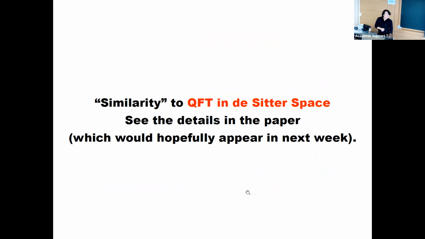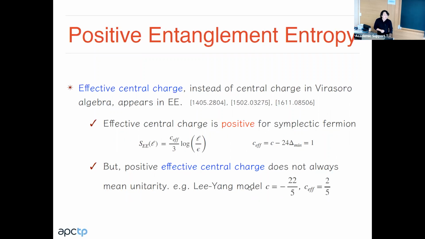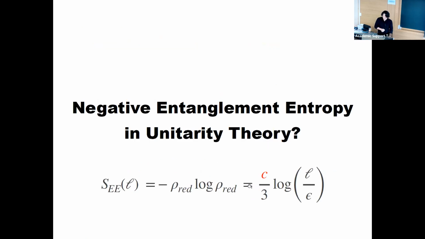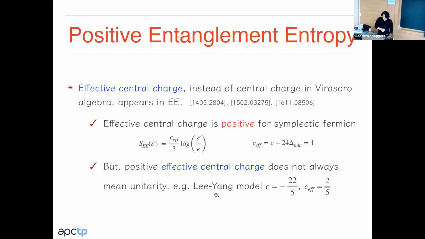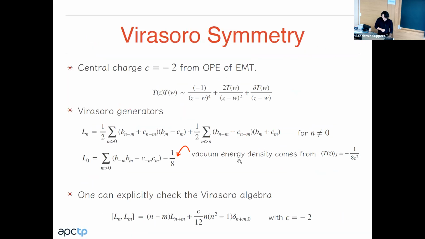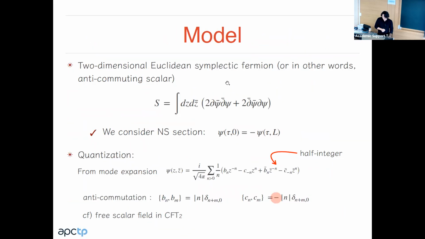So here in this... no, it's Grassmannian. Oh, so fermion. So that's the which one? Lee-Yang model or this one? Oh, fermion.